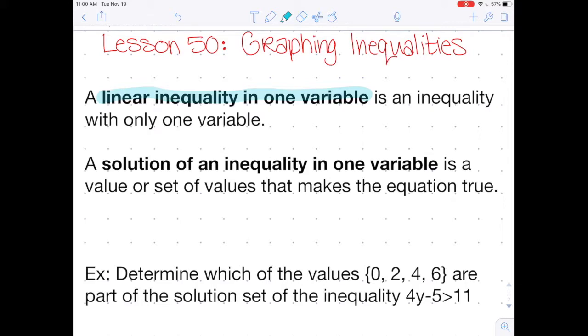So if we solve these equations, we can find a solution of an inequality in one variable, which is just the value or a set of values that makes that equation true. So it's kind of like solving for x. So let's jump right in. Let's try an example out.